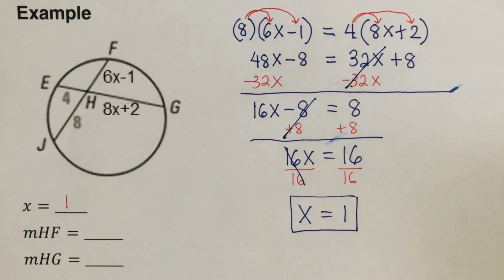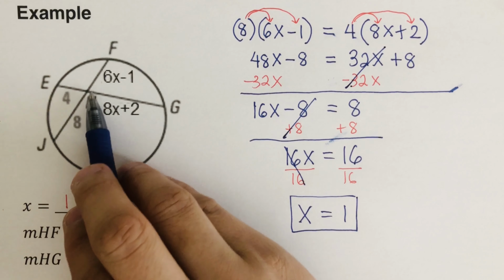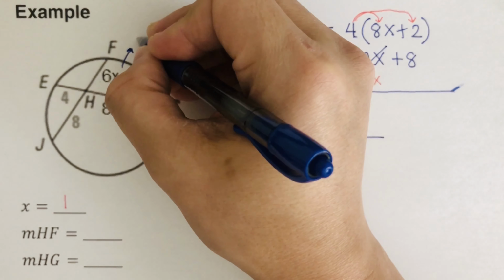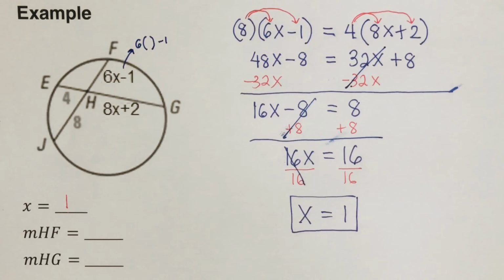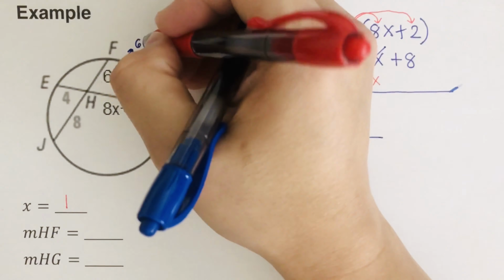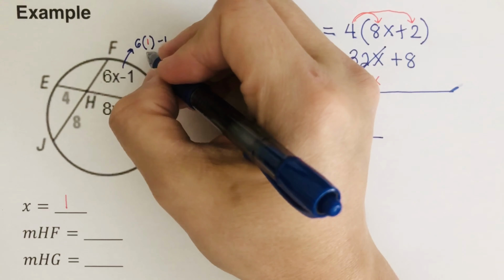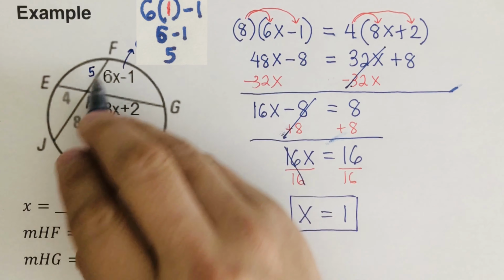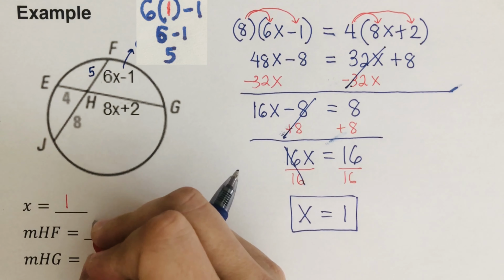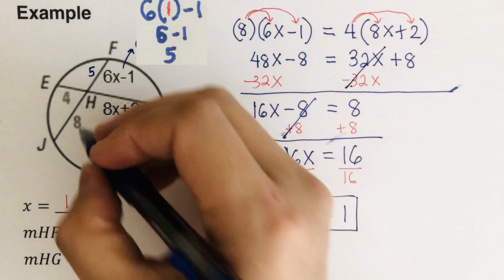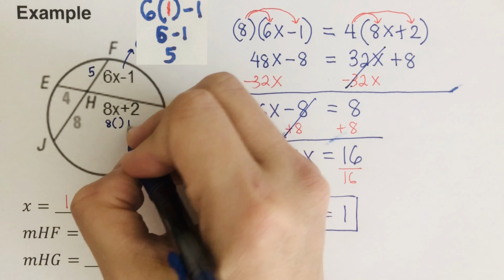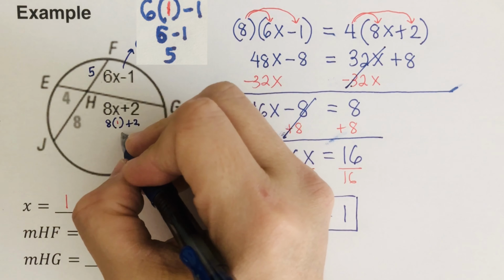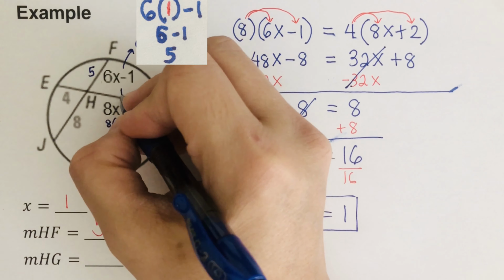Now let's find the value of HF. To find HF, we're supposed to plug it in. So I'm going to show the work up here. So 6 times x minus 1. Our x was 1, so I put that in there. So 6 times 1 is 6, minus 1 is 5. So the length of HF is 5. And we're going to determine the measure of HG. So that would be 8 times x plus 2. Again, our x was 1. So I put 1 in there. 8 plus 2 is 10. So the length of this is 10.